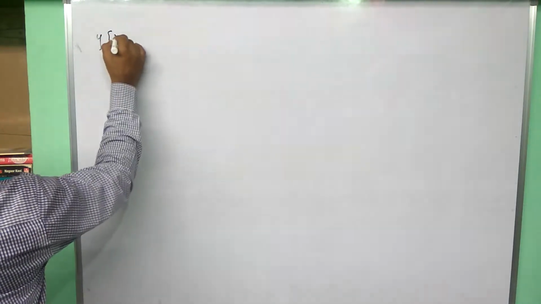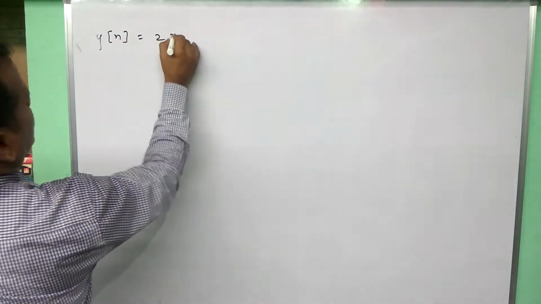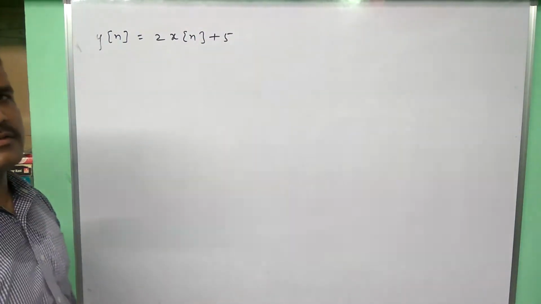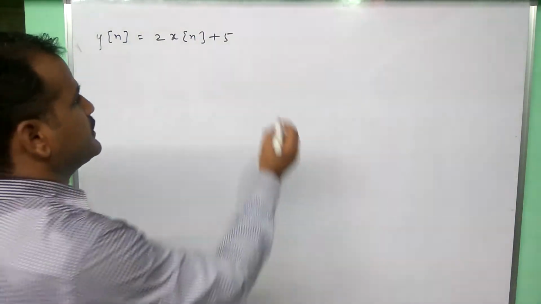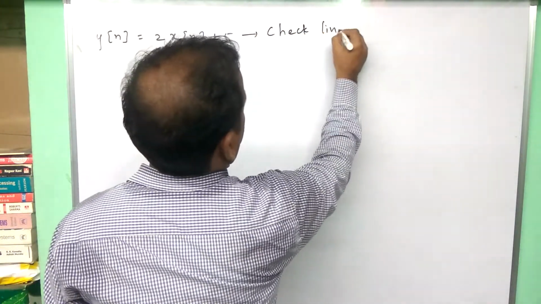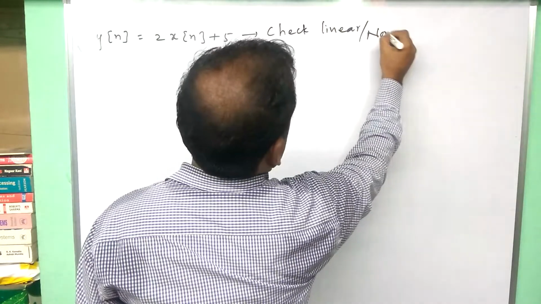Here I am considering y of n is equal to 2 into x of n plus 5. This is the system input-output relation. Let us check whether the system is linear or non-linear.